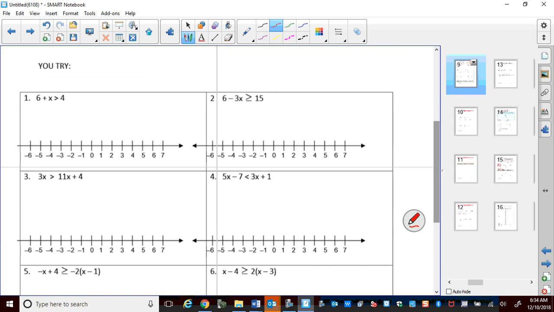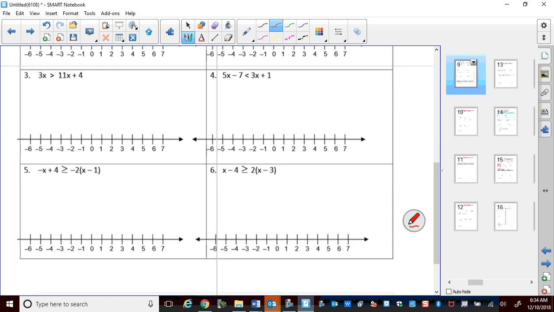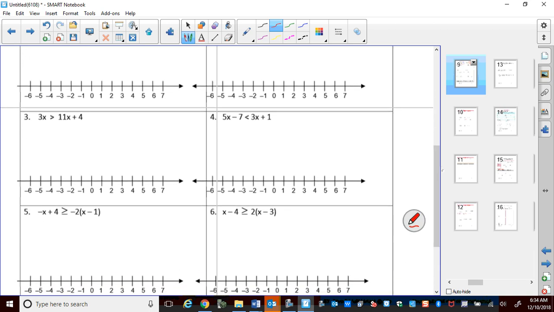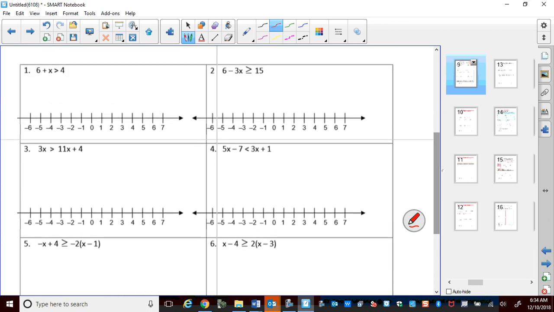So I'm going to do number 1, 3, and 5 with you. You can do 2, 4, and 6 yourself. Okay? So number 1, I have 6 plus x is greater than 4. Subtract 6 on both sides. X is greater than negative 2. So I put an open circle at negative 2. And then it's greater, so I go to the right.